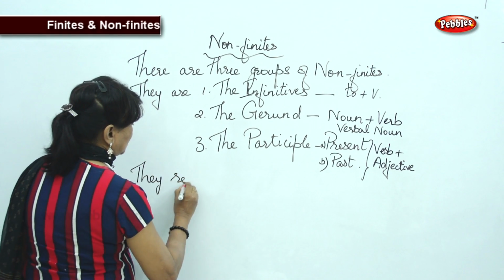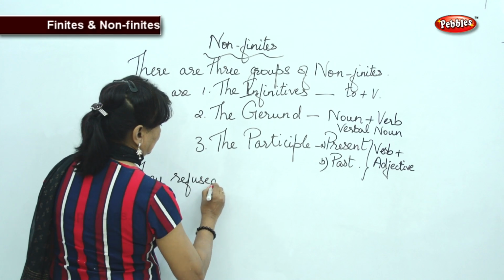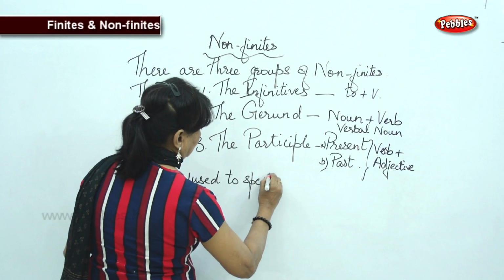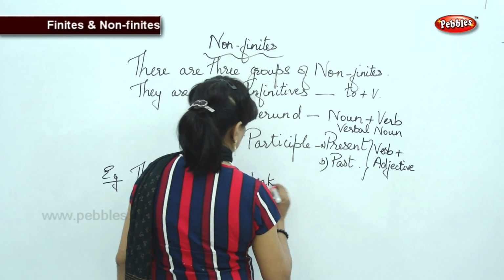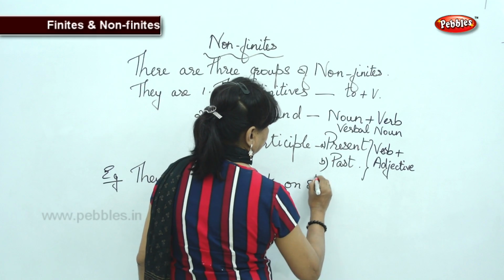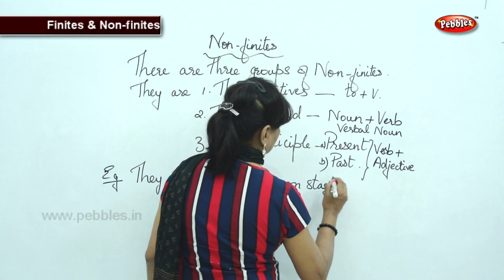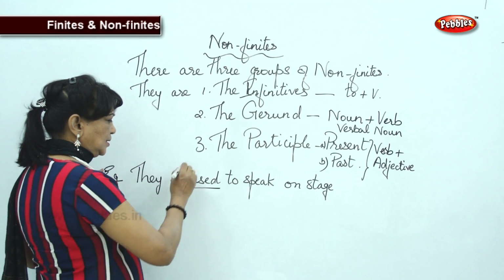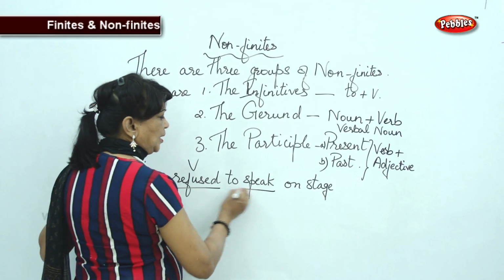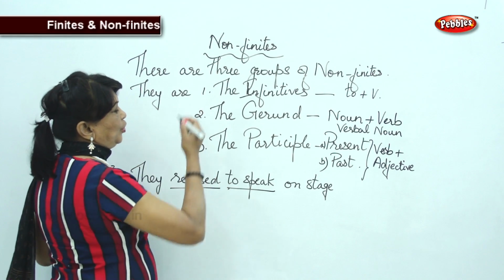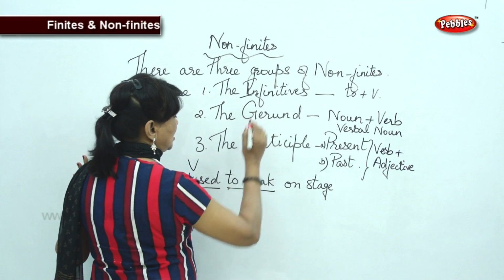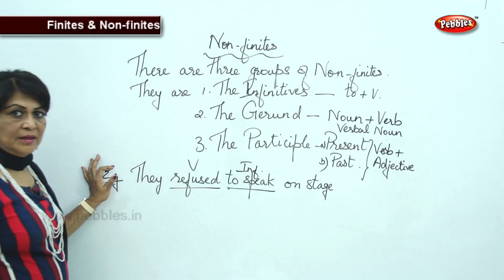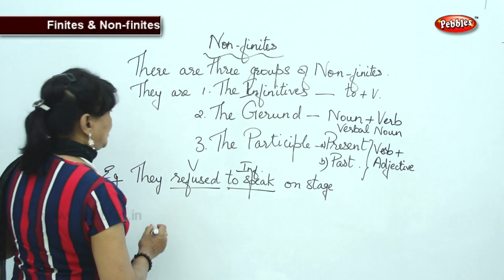They refused to speak on stage. If you see, "they refused", this is the main verb. "To speak" is the non-finite verb, that is the infinitive. Okay. Do you understand? Now next, gerund.